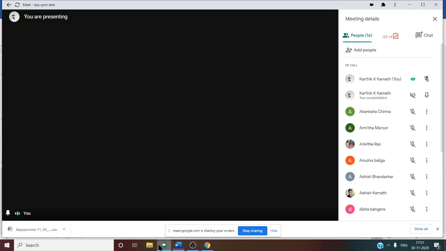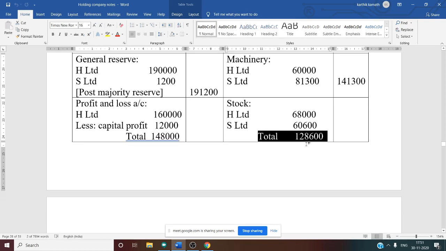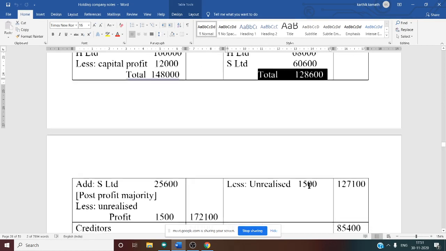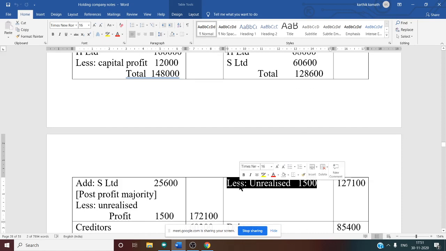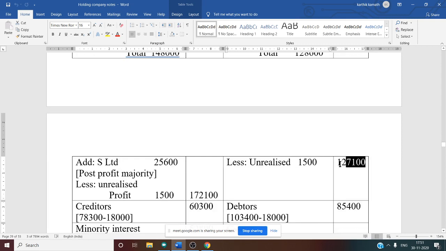But there is one deduction from stock. What is that? Unrealized profit. So 1,28,600 minus unrealized profit 1,500. So final stock answer is 1,27,100. Then there is debtor.